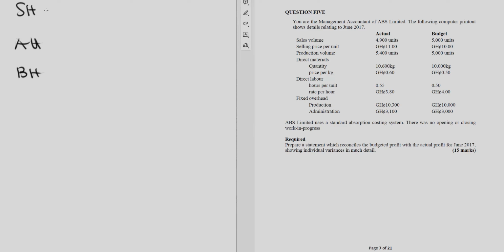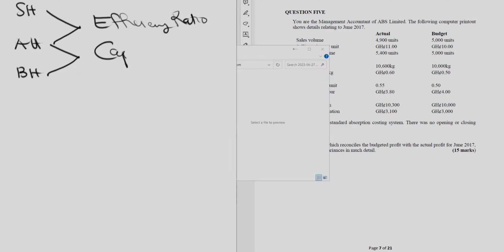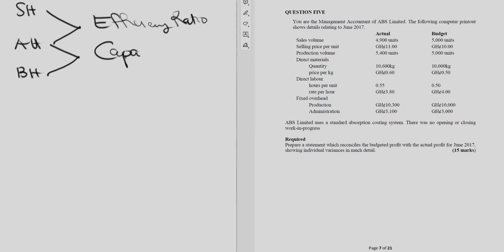Now we know that between this one and this one, we had efficiency variance. So this one becomes the efficiency ratio. And between this and this, remember the first one, we had capacity, but this one becomes the capacity ratio. Capacity ratio. And then you realize that when we were doing addition and subtraction, we got total.